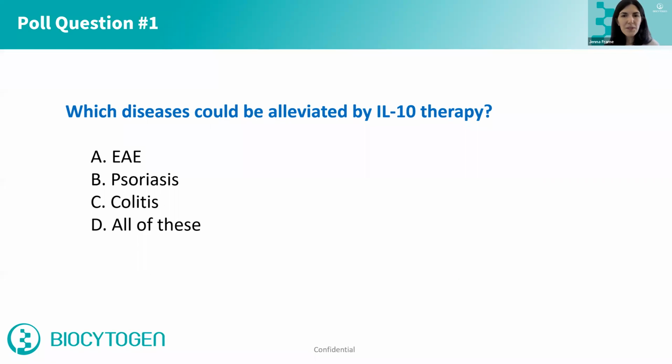Okay, so it looks like we have most of the answers here. It's exactly right. The answer is really all of these. Let's see. So IL-10 is really a classic anti-inflammatory cytokine. And so deficiencies in IL-10 or IL-10 receptor genes are in particular linked to susceptibility to colitis, but could potentially be used to treat these other inflammatory diseases as well.